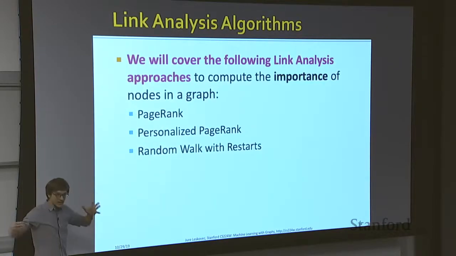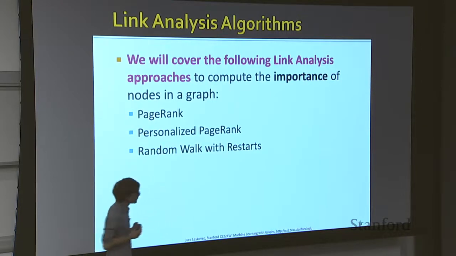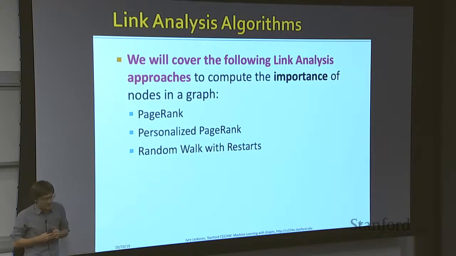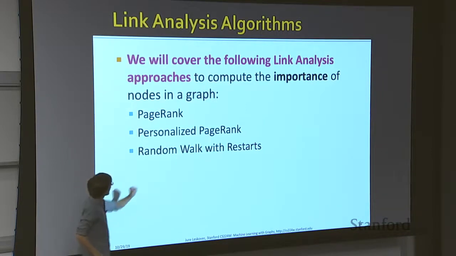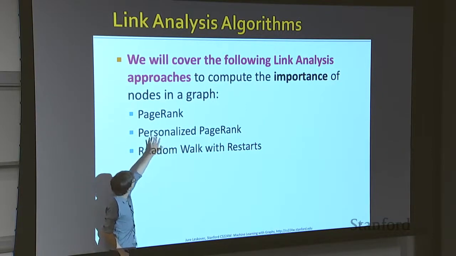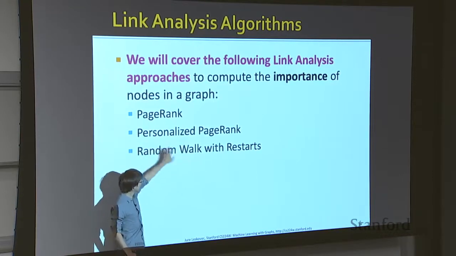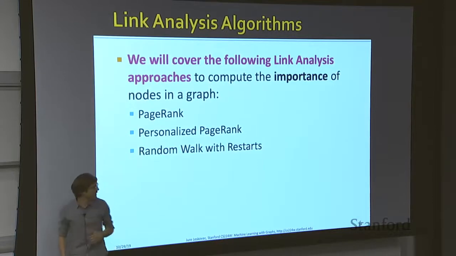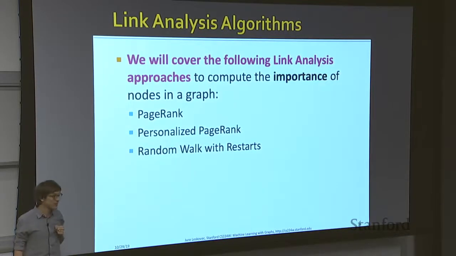And this area that tries to do these kinds of ranking and analyze the structure of the graph, it's called link analysis. And the goal is to identify the importance of different nodes in the graph. And we'll talk about this family of methods called PageRank. Then we'll talk about personalized PageRank. And then we'll also talk about random walk with restarts. And we will see that these are just variations of the method.